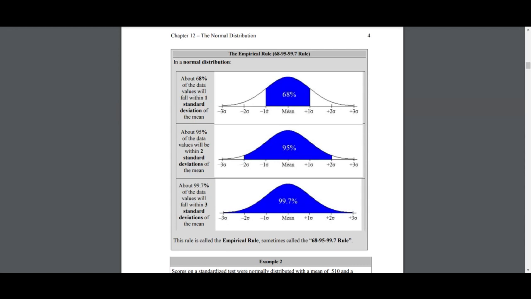Moreover, if you add and subtract two standard deviations, so if you go two standard deviations to the left and two standard deviations to the right, you have these bounds, as you can see, that will contain 95% of the data. That's what this will contain. And same thing with the 99.7%.